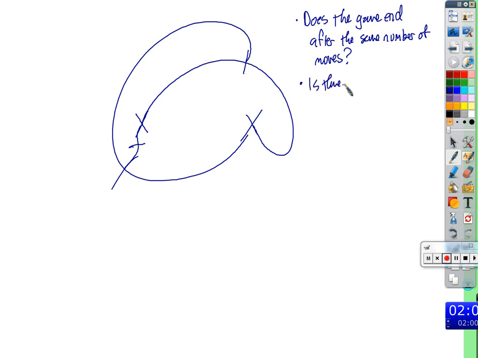Is there an end if you can cross lines? Is that a good way to ask that question? Yeah. Cross lines, would there be an end? Could it go on forever? Other questions. What about, like, is it better to go first or second?